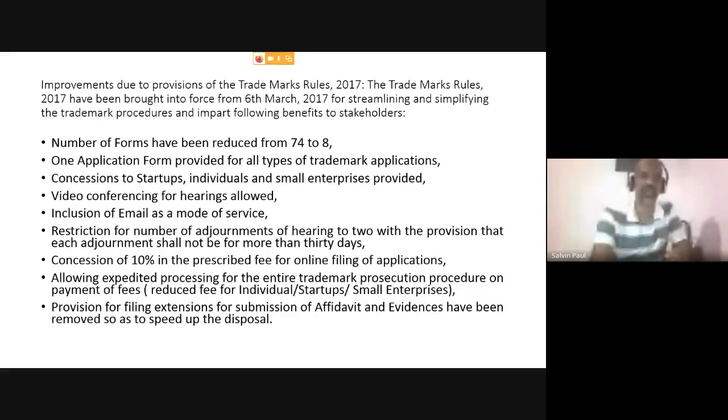You can interact with the trademark office through video conferencing. Email is considered a major communication medium. And you have a minimum of 2 hearings, and after every 30 days you can do so. There is a 10% concession on fees, and the entire trademark prosecution procedure on payment of fees is expedited. The filing of extensions for submission of affidavits and evidence has also been removed, so that it is very easy for you to get a trademark registered.